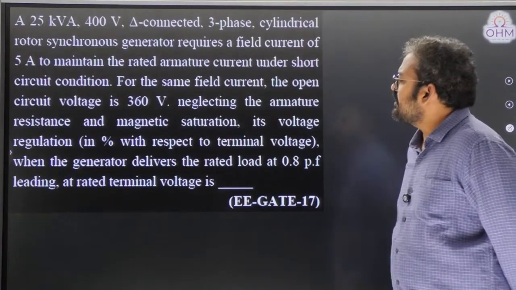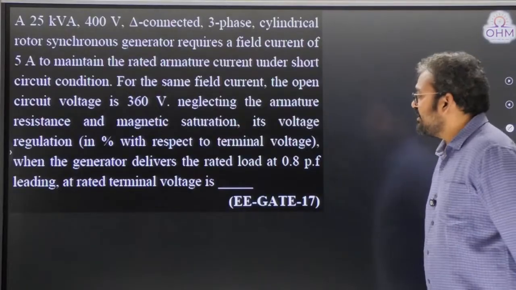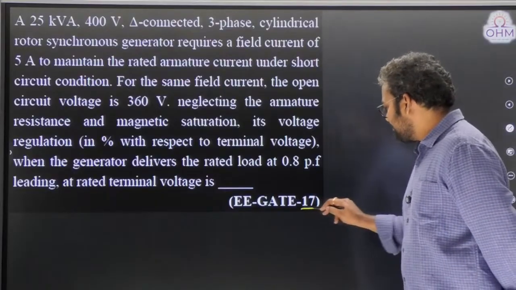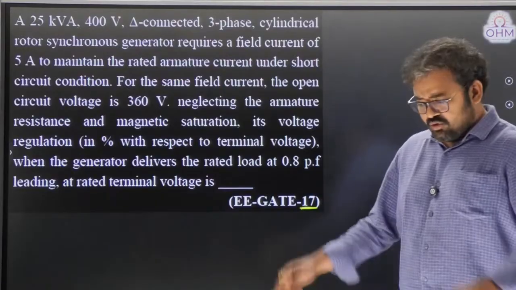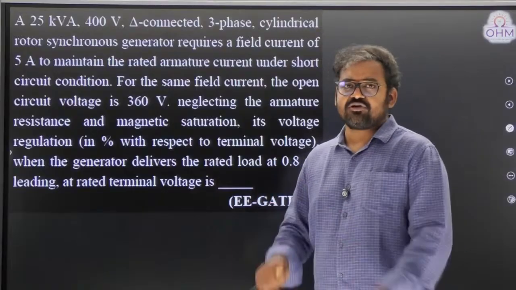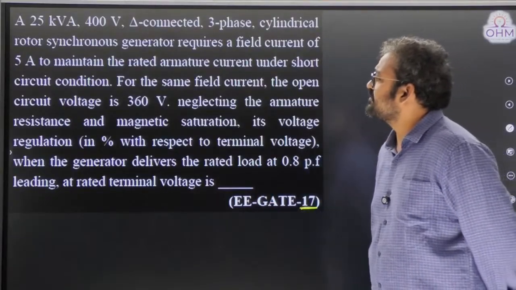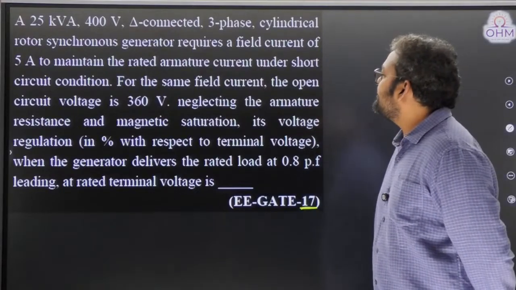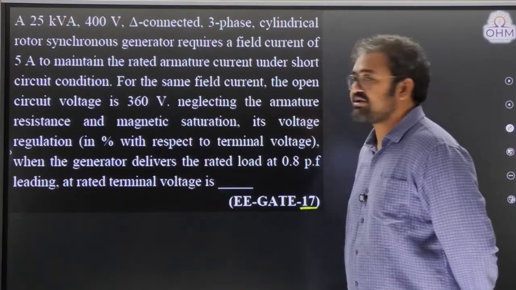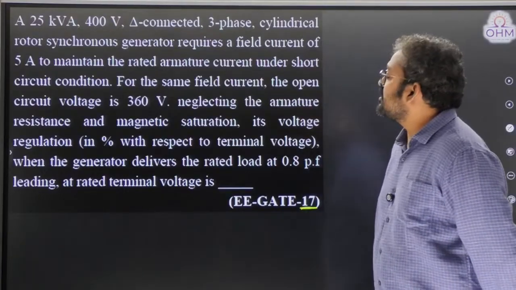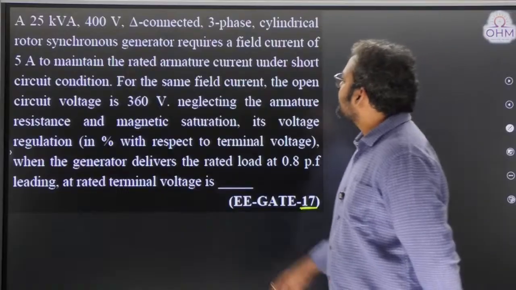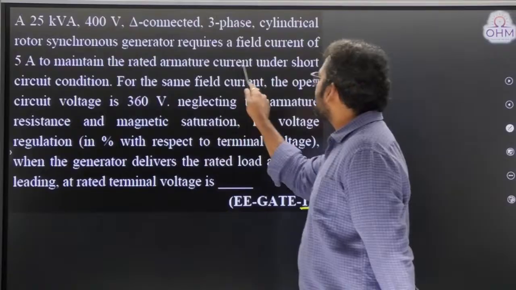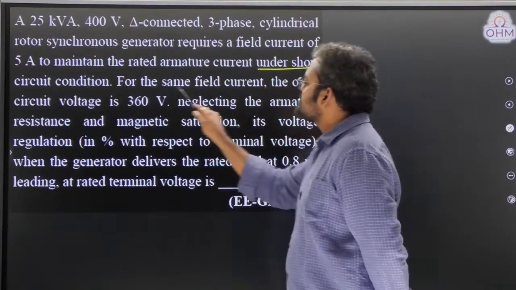Fine. So I added one more question related to the characteristics of a synchronous generator. This is a question from the GATE 2017 paper. Therefore, a good number of questions are there from characteristics of alternator. Read the problem. A 25 kVA, 400 volt, delta connected 3-phase cylindrical rotor synchronous generator requires a field current of 5 ampere to maintain rated armature current under short circuit conditions.